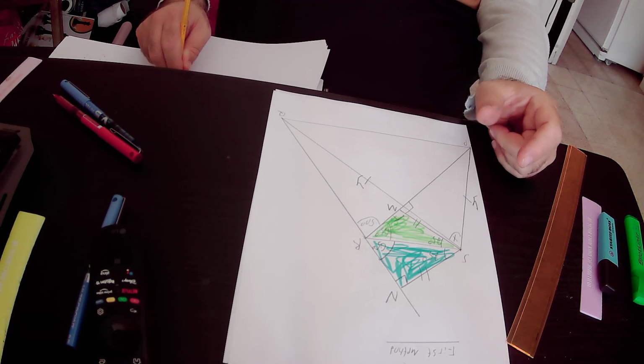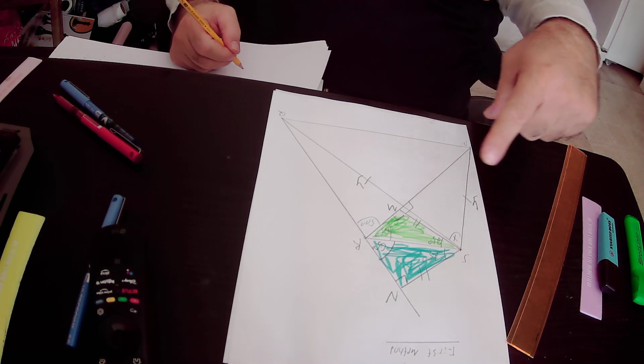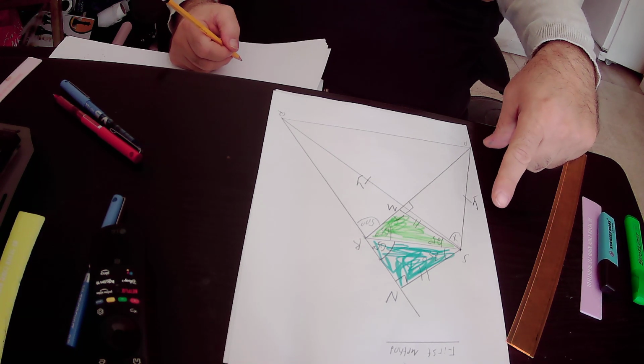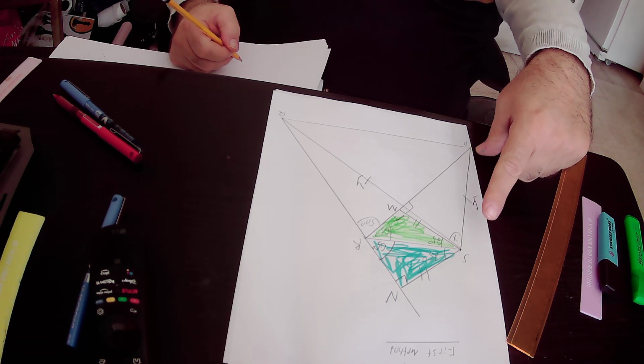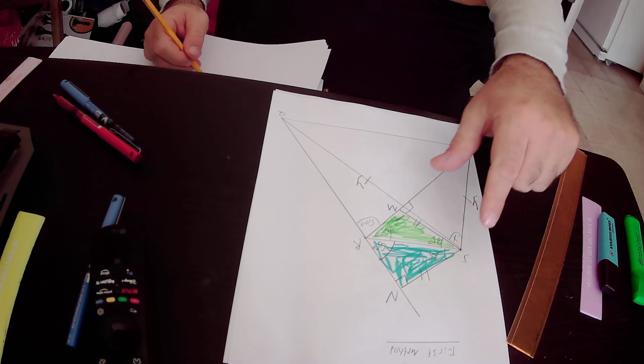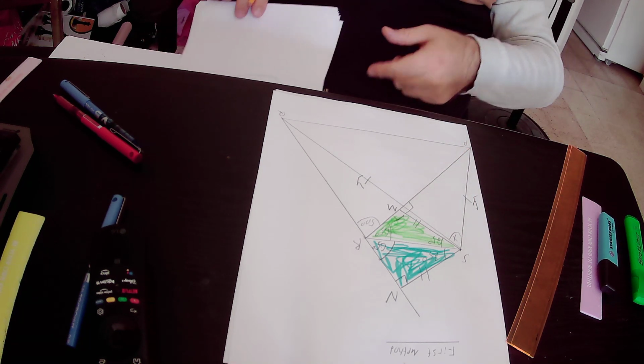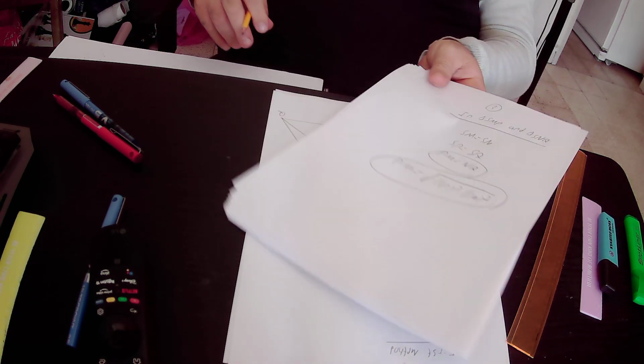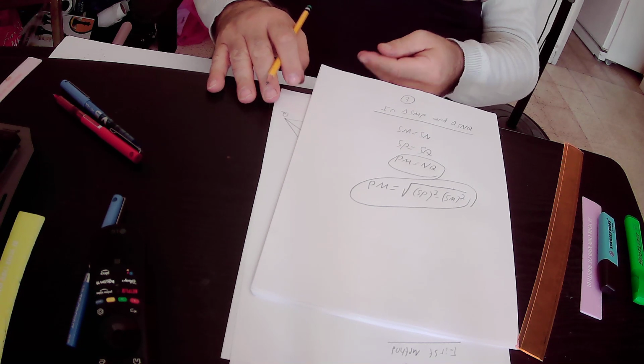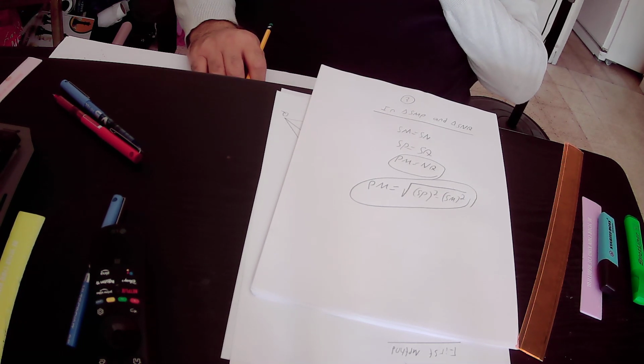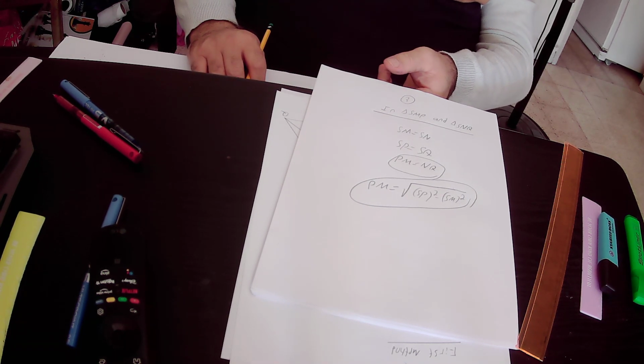Okay, PM, again, PM equals the square root of PS squared minus SM squared. Again, PM equals the root of SP square minus SM square.